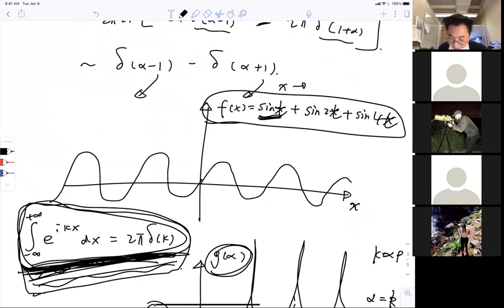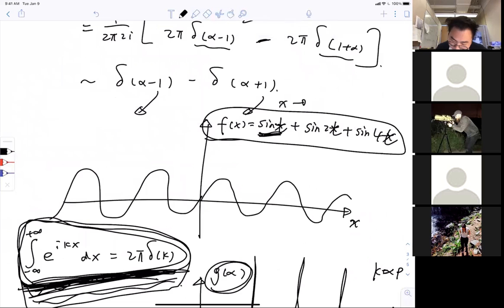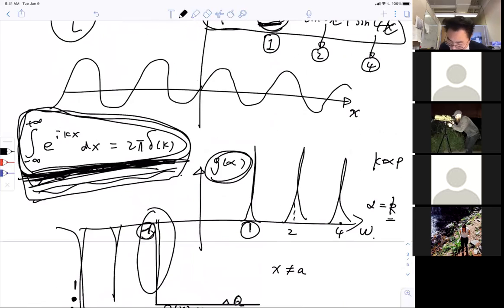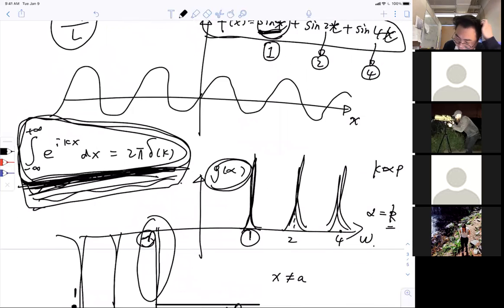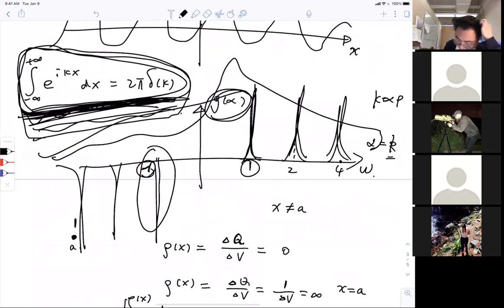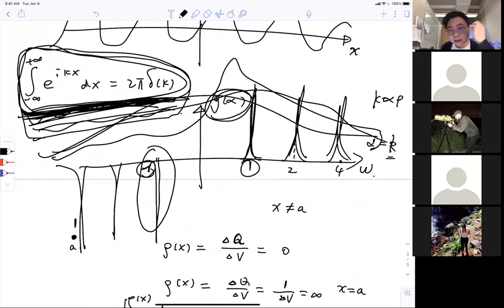So basically the Fourier transformation just picks up your frequency, which is 2 pi over your period. There's a part with frequency 1, a part with frequency 2, and a part with frequency 4. Then it's just some delta function there. If it's a non-periodical function, then generally it's not a delta function. It's something, yeah, normal.